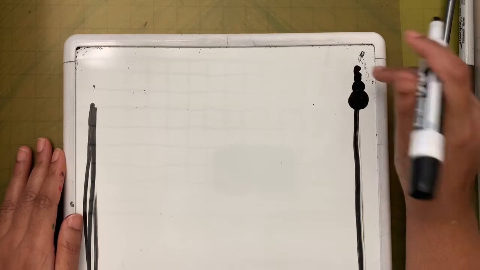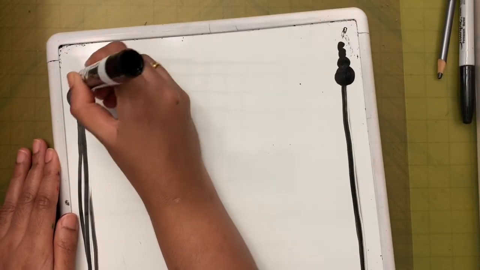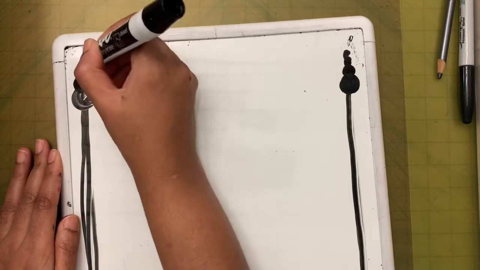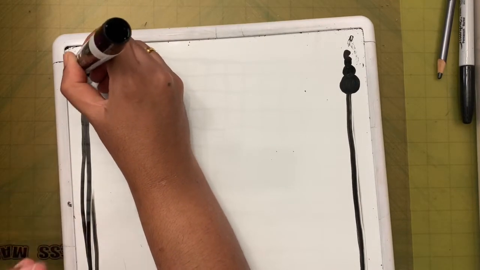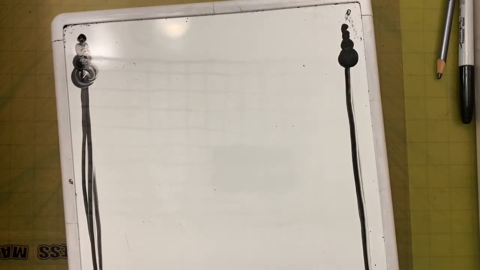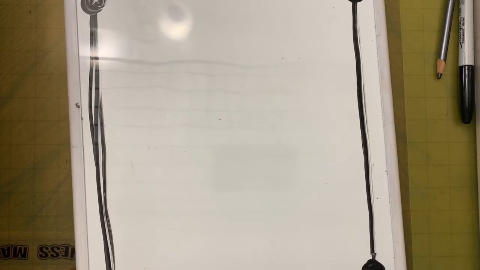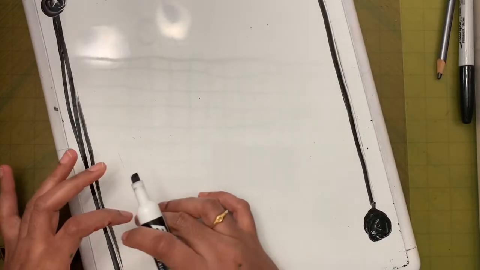So I put 1, 2, 3, 4 dots. So big, medium size, a teeny little bit tiny one, and a baby one. So we made that.